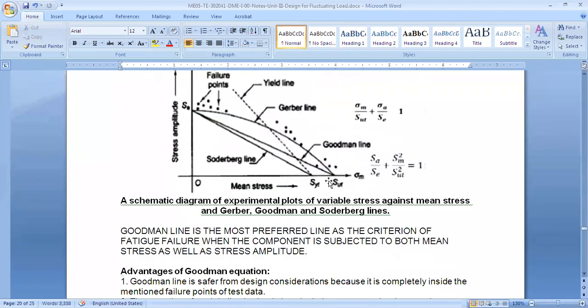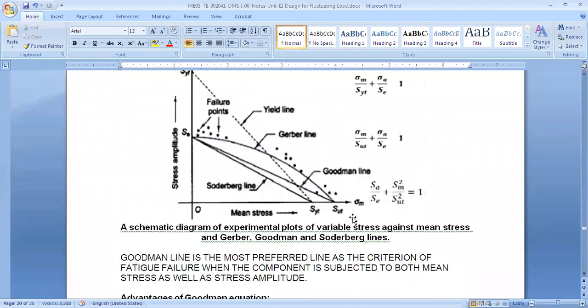Now let's try to derive the equation of the Goodman line. The Goodman line is not the most safe, but it is safe from the fluctuation point of view. So that line is sigma m on the x-axis upon SUT plus sigma a upon SE. So this second part will remain the same. The only thing is the first part is sigma m upon SUT.